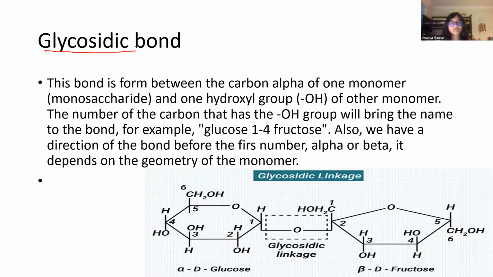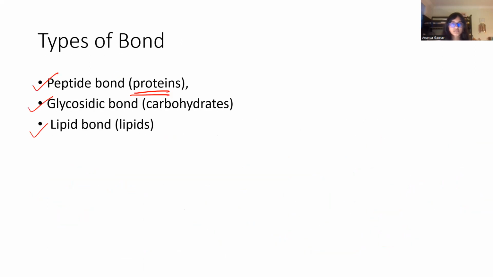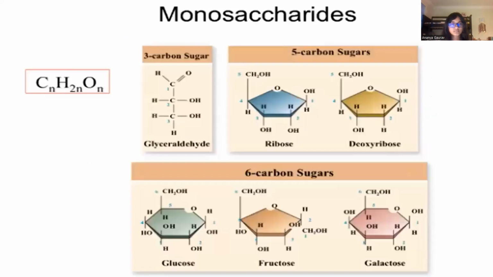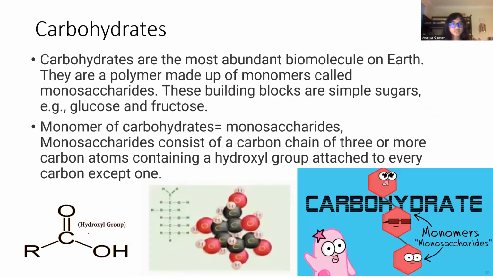Glycosidic bond. Carbs. Now, glycosidic is for what? Carbohydrate. And our carbohydrates are what? In which we have hydroxyl groups. That is our monosaccharide. Monosaccharide is what? Our monomer. Correct?